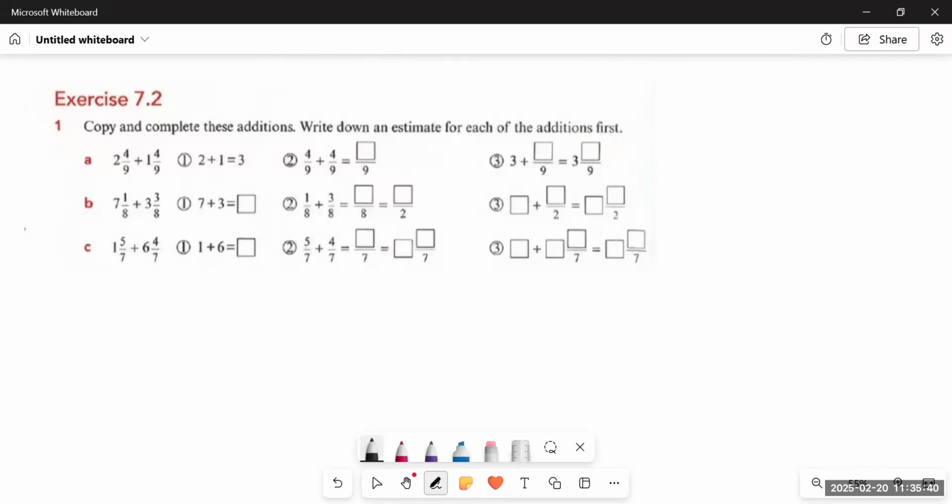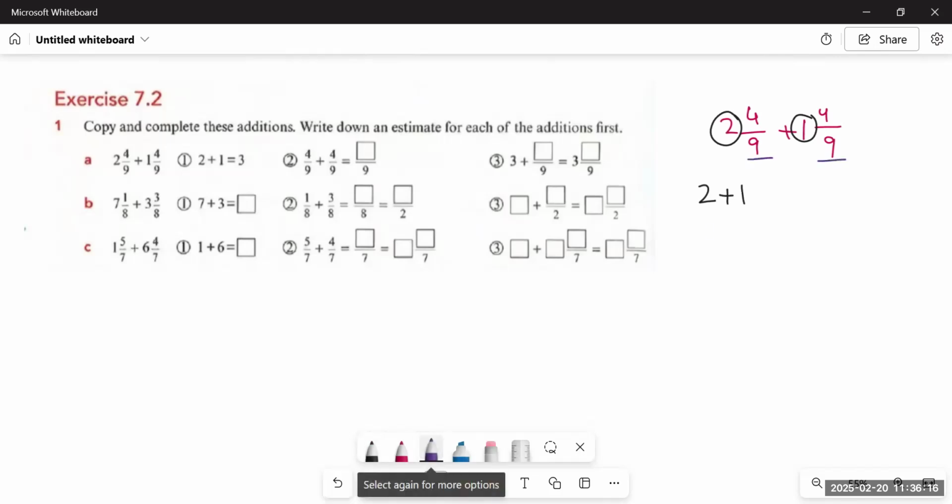So it starts from question number 1, part A, which is 2 whole 4 upon 9 plus 1 whole 4 upon 9. Whenever, students, you come up with these types of questions, you can do it in multiple ways. First of all, you can separate the whole numbers and the fractions, like 2 whole 4 upon 9 plus 1 whole 4 upon 9. In this one, we have 2 and 1 as wholes, so we'll keep them separate and then take the fractions and solve them separately.